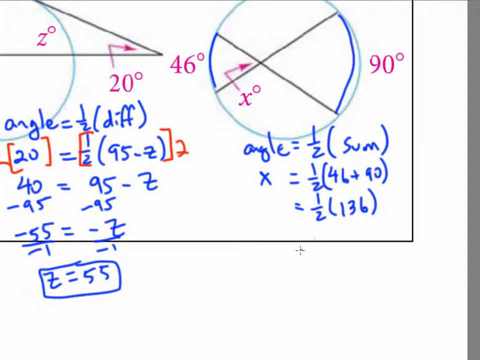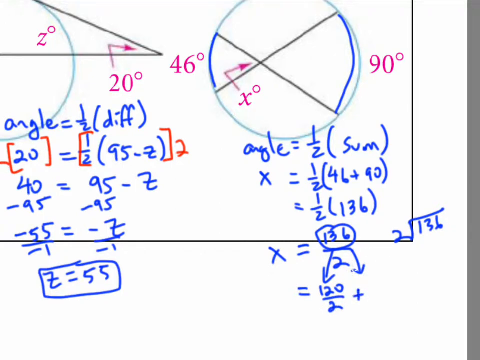Okay, and 136 over 2. So x equals half of 136. I could do long division, 136 divided by 2. But I'm going to break this 136 down into two things that are much easier. I know what 120 over 2 is. And 120 plus what gives me 136? 120, 130, so 16 over 2, right? I can rewrite 136 over 2 as 120 and 16 over 2. This is 60, and this is 8, so I know that 136 over 2 must be 68.